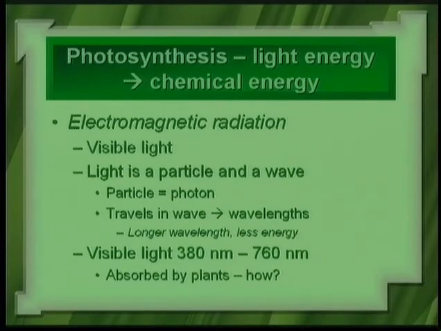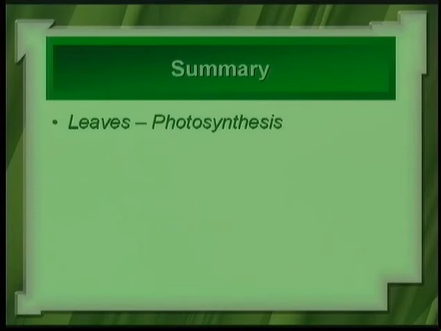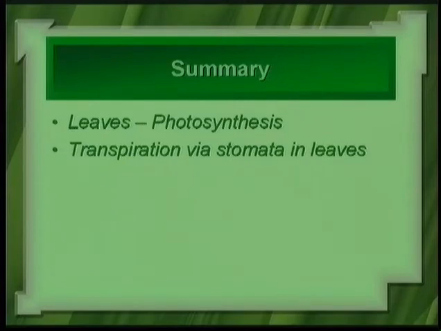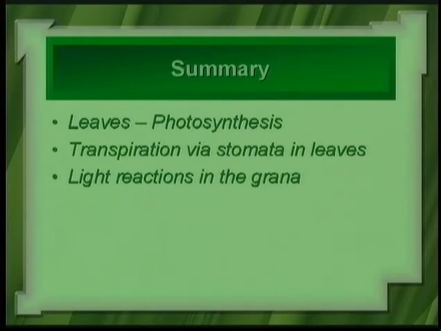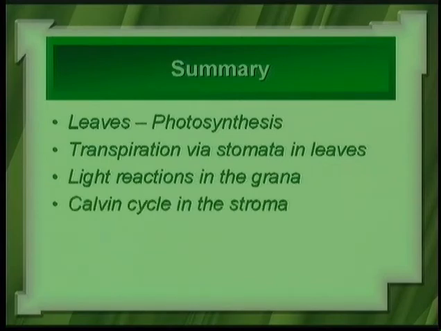So what we're going to do is continue with this next time, okay? And what we'll try to do is summarize a little bit, okay? So in the summary here, first of all, we have the fact that leaves, of course, do photosynthesis, very important to know. Transpiration happens through the stomates in leaves. And we're going to get into photosynthesis a little bit later in our next session. We recall too, light reactions happen in the grana. The Calvin cycle happens in the stroma, right?